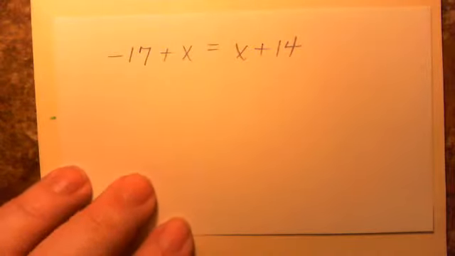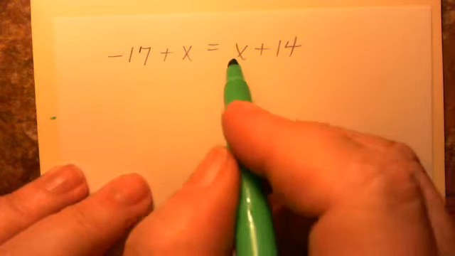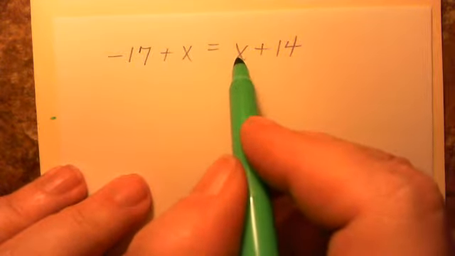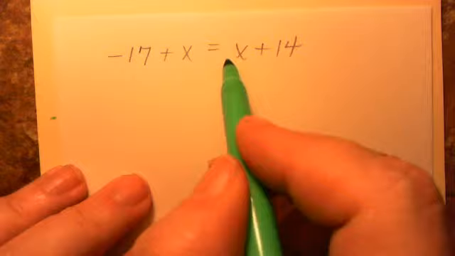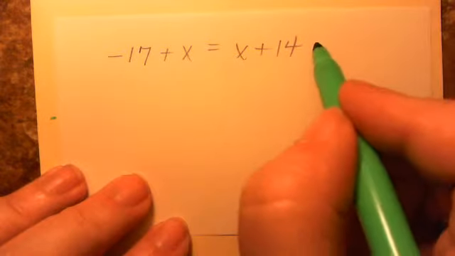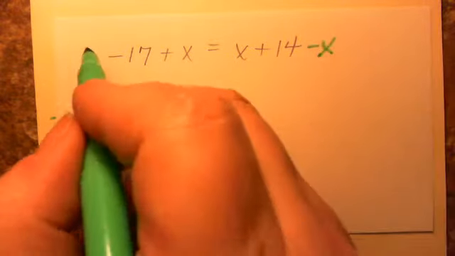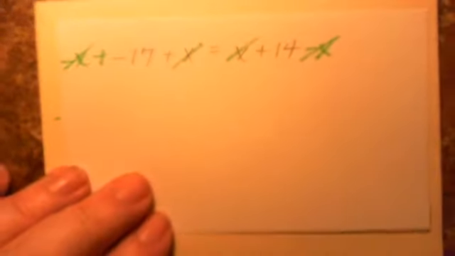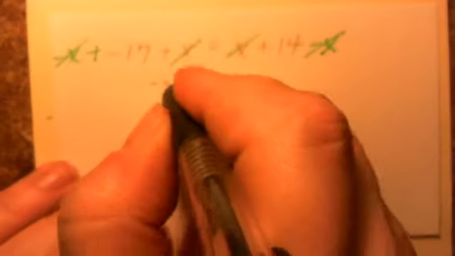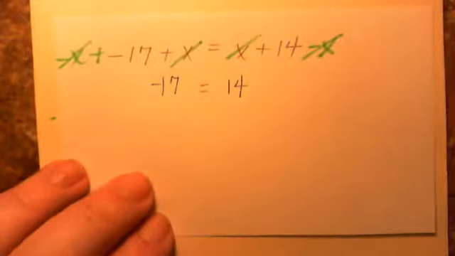Let's take a look at this one. Negative 17 plus x and x plus 14. If we want x's on one side, then how would we zero out this one? X would take a minus x, which is the same thing as plus a negative x. That zeroes out the x's here. Negative x plus x, well, it zeroes them out here as well, doesn't it? And we have negative 17 is equal to 14.